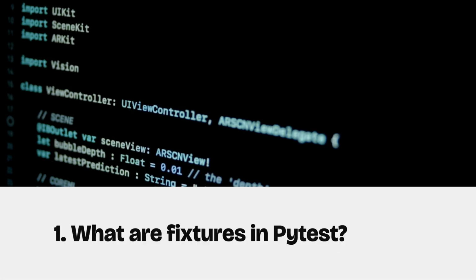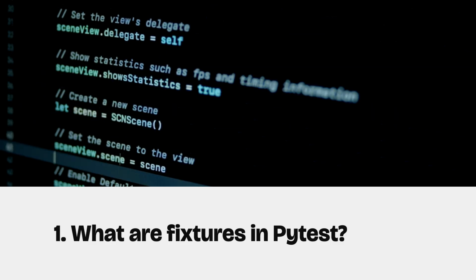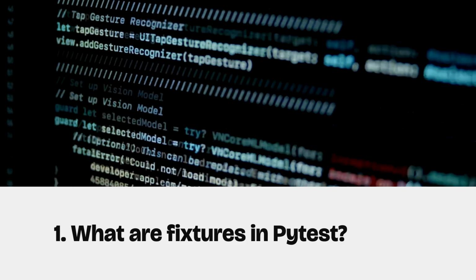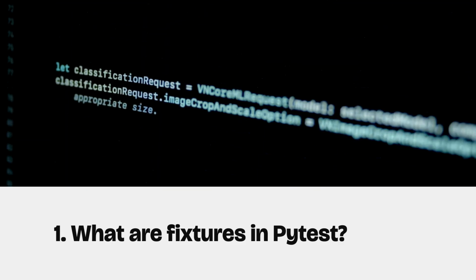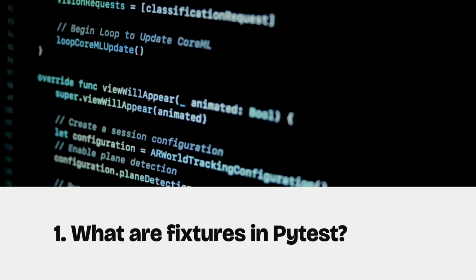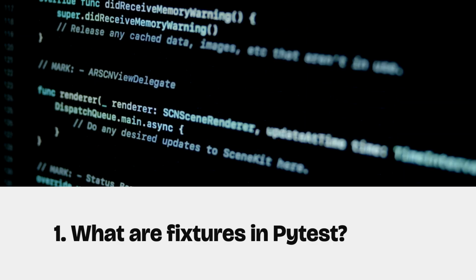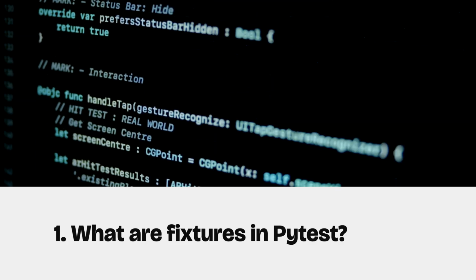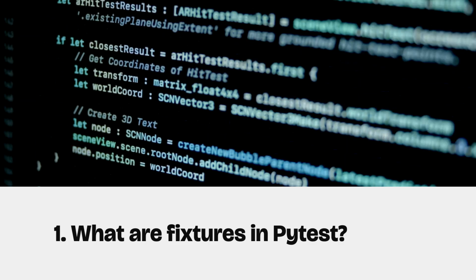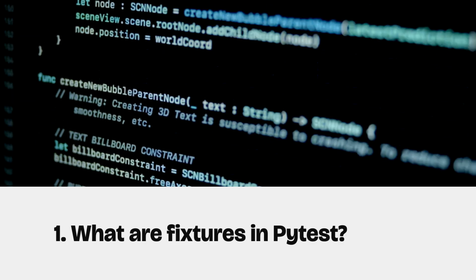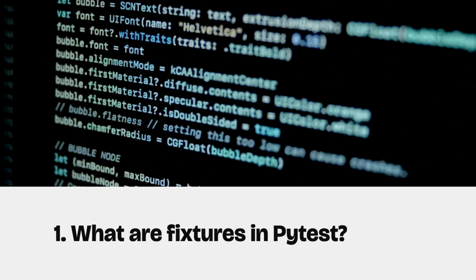1. What are fixtures in Pytest? Fixtures in Pytest are reusable setup and teardown components that provide test dependencies. They help avoid code duplication, improve modularity, manage setup and cleanup, and inject dependencies directly into test functions. For example, import Pytest, define a fixture, and use it in a test function. Fixtures are injected automatically when mentioned as parameters.